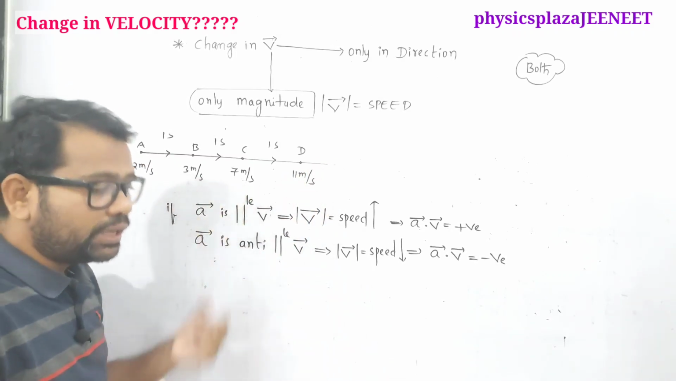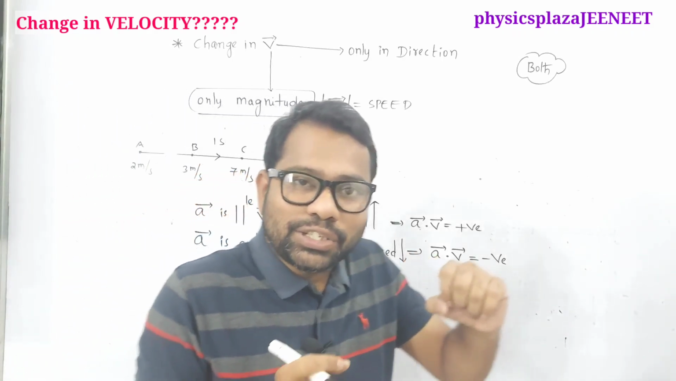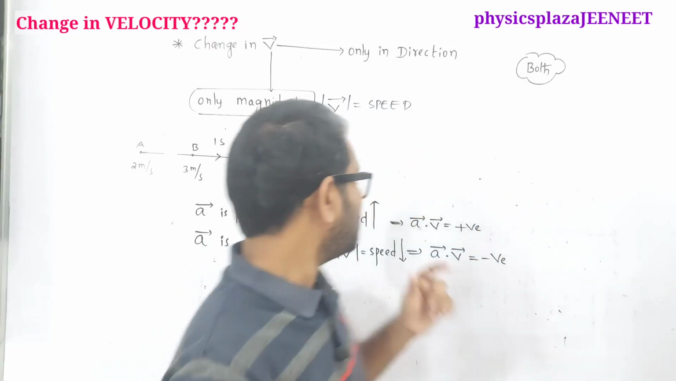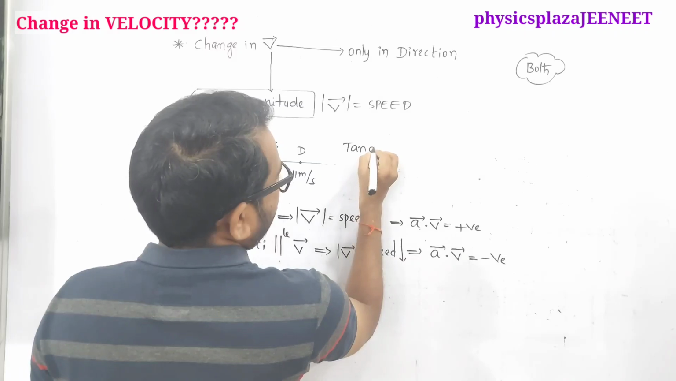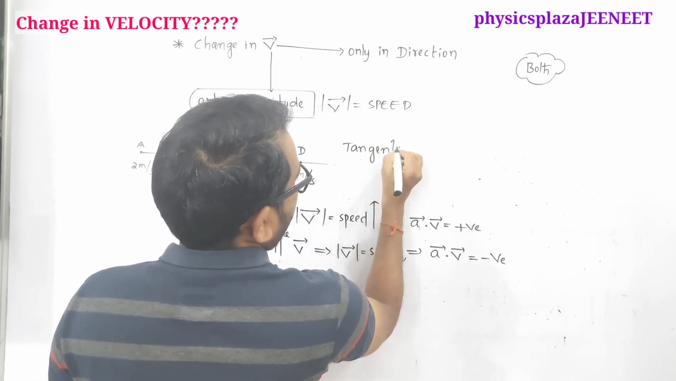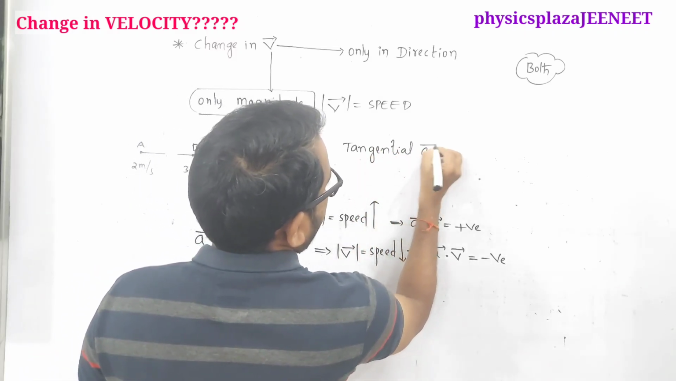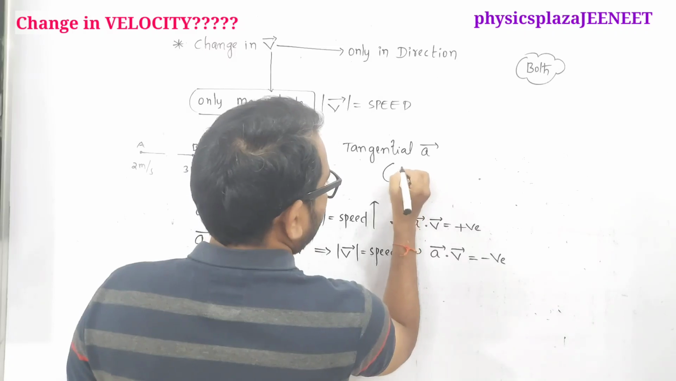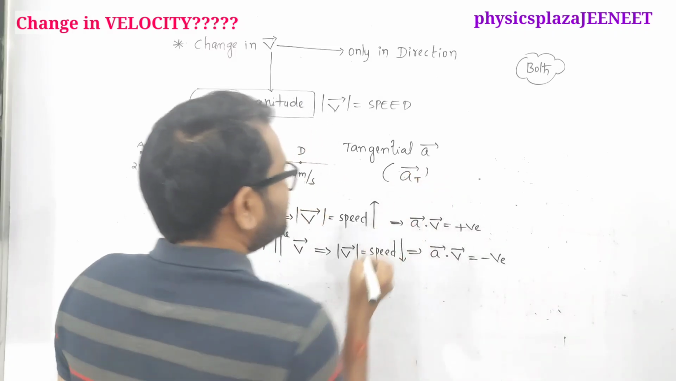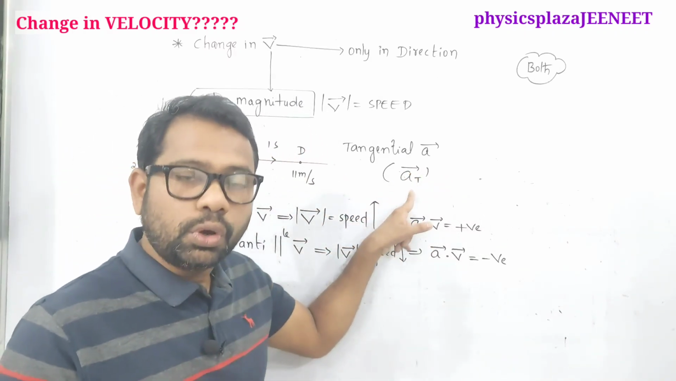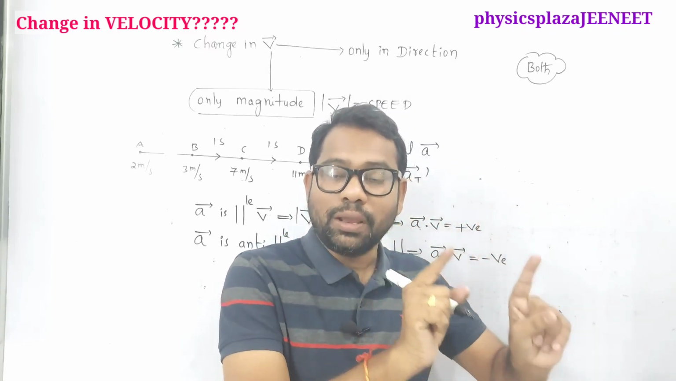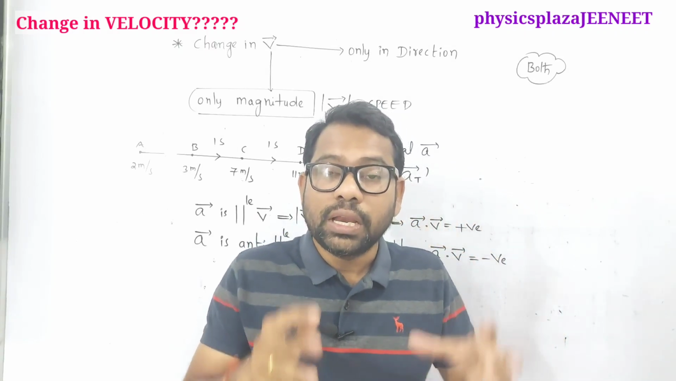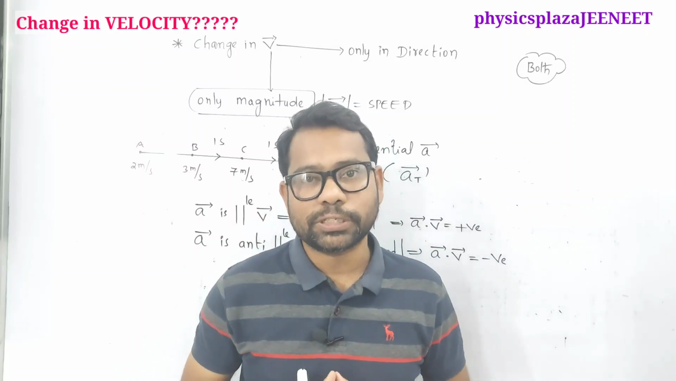That acceleration we call tangential acceleration. What is it called? It's tangential acceleration. Very important. Tangential acceleration we can represent with a_t. Tangential acceleration is produced only when there is a change in the magnitude of the velocity, but there is no change in the direction of the velocity of an object.